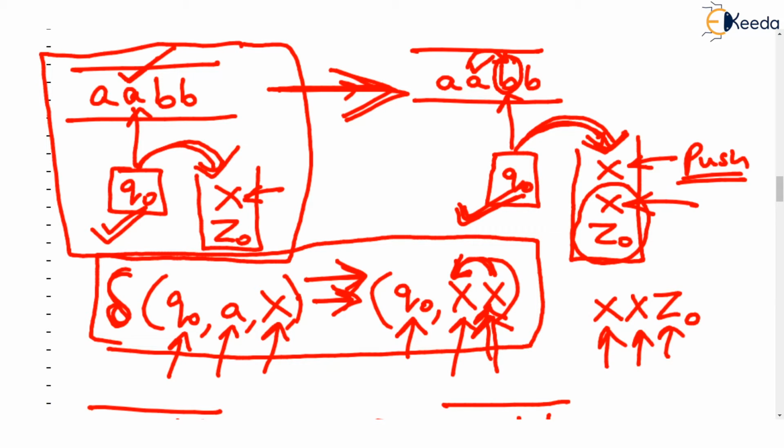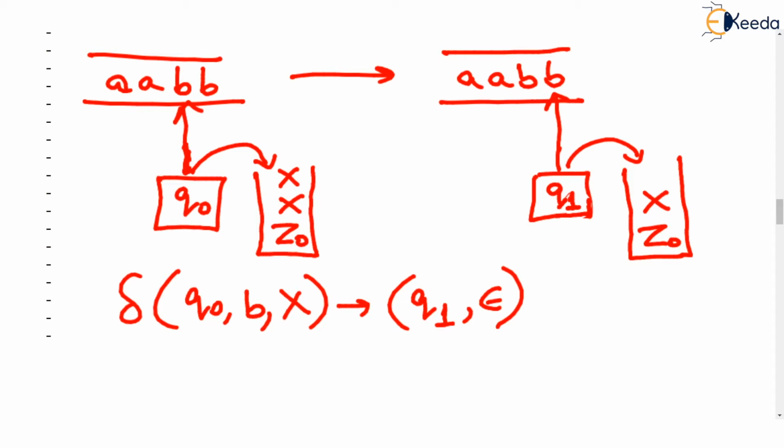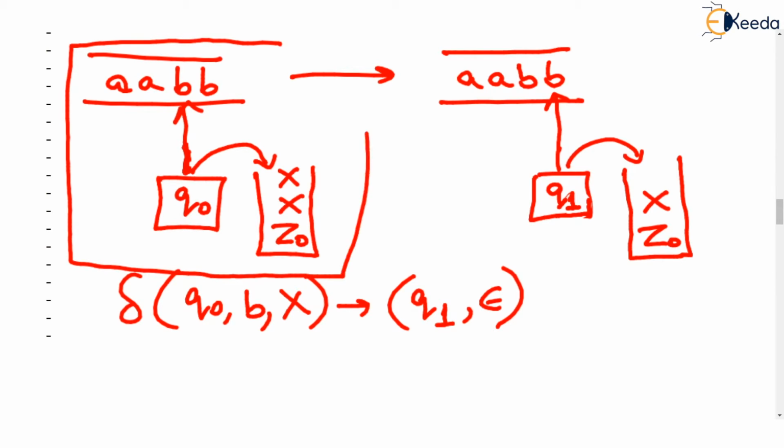We don't write it because in the input configuration we said that the top of the stack is x. Now in the resultant configuration we say that that x is still there, but on top of it a new symbol has been pushed. What do you understand from this configuration?